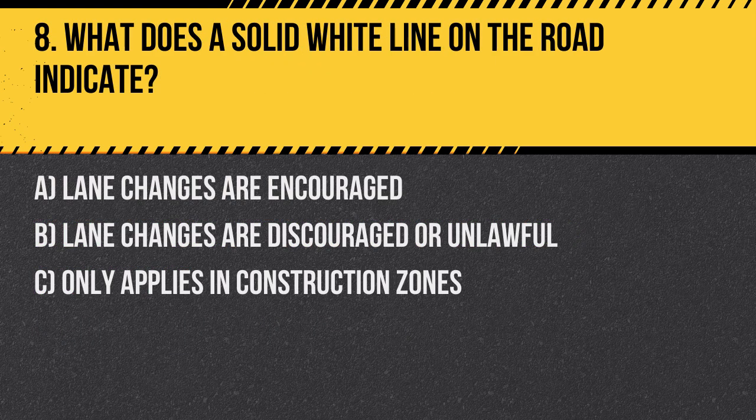Question 8. What does a solid white line on the road indicate? A. Lane changes are encouraged. B. Lane changes are discouraged or unlawful. C. Only applies in construction zones.